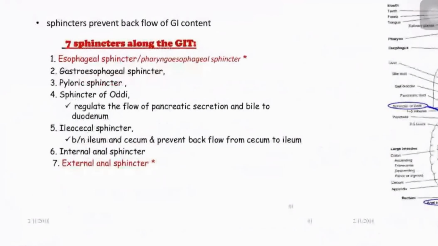So your sphincters prevent flow of your GI content. Take note, your sphincters play an important role in preventing backflow of your GI content. So if there's damage to your sphincter, then most probably most or some of your GI content can go back.